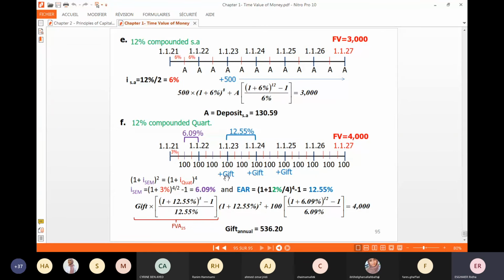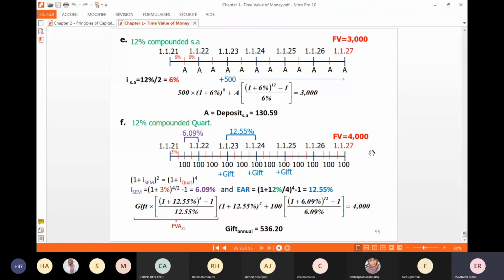First, we compute their value at the date of the last deposit, 1/1/2025, using the future value of an ordinary annuity. Number of deposits, 3 deposits. Then we compound the amount computed on 1/1/2025 for an additional 2 years, 1 plus another interest rate power 2. Now, what are the interest rates that we should use? This is the dilemma here.